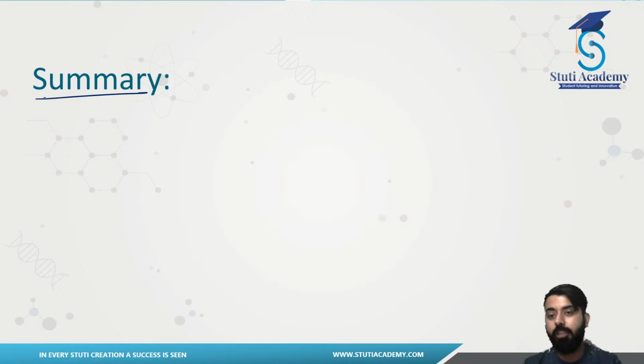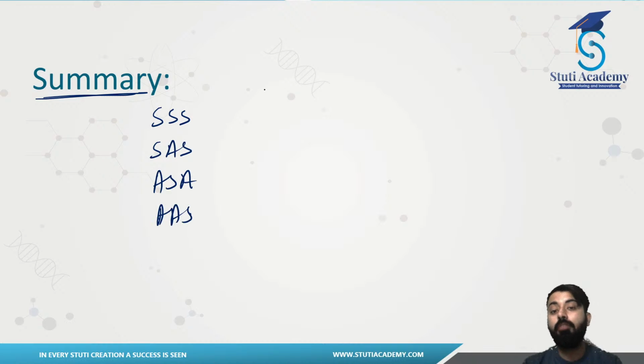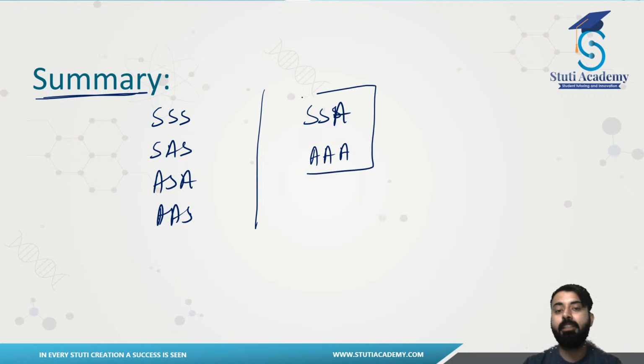So for today, I will be wrapping up now. So we have understood our various congruency criteria. They were your side criteria, side angle side criteria, angle side angle criteria, and angle angle side criteria. We also understood why there was no such thing as side side angle criteria and why there was no such thing as angle angle angle criteria. So these are the important things that you should remember.